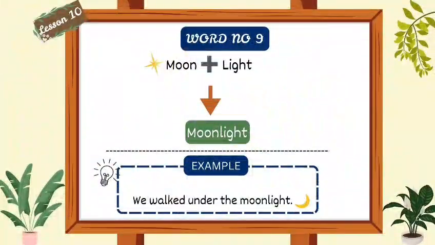Now let's unlock our next word. Moon plus light turns into the single word moonlight. For example, we walked under the moonlight.